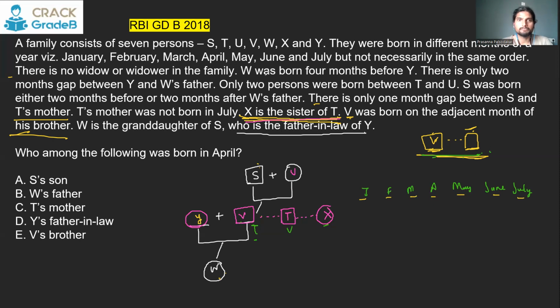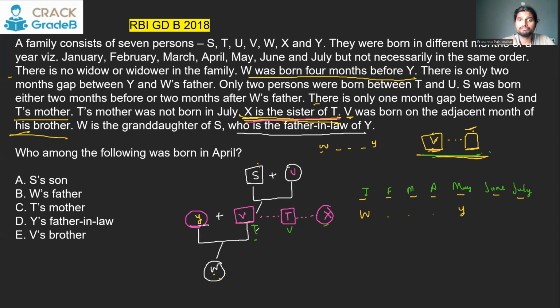Now we can start with this step. W was born 4 months before Y. So if Y is born, then 1, 2, 3, 4. So there should be a gap of at least 3 between W and Y. So in one of the cases we say W is here, 1, 2, 3, Y will be here. There are only 2 months gap between Y and W's father.